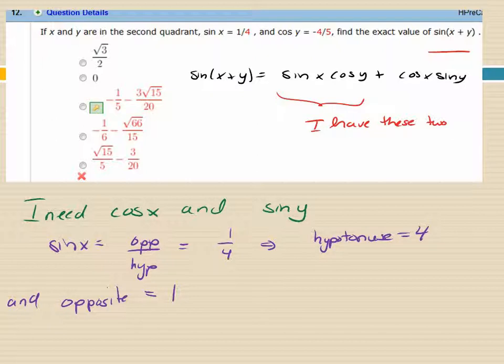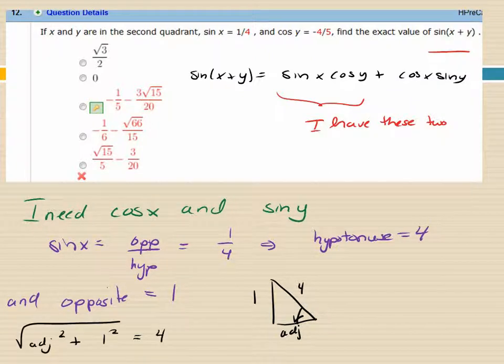So for example, sine x is the opposite over the hypotenuse, which I know is 1/4 because they gave it to me. That tells me that the hypotenuse is 4 and the opposite is 1. So that's given to me. Now that I know the opposite, I just made up a triangle. The missing side is the adjacent. If I knew the adjacent, then I could get cosine of x, because the cosine of x is adjacent over hypotenuse. So that's the missing piece I need.